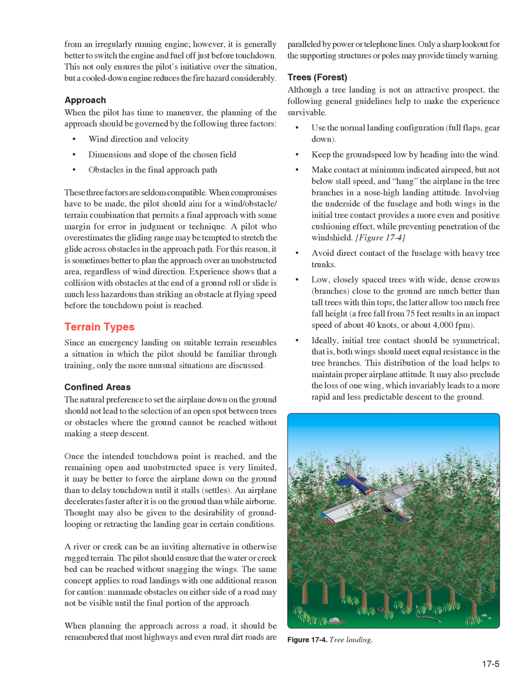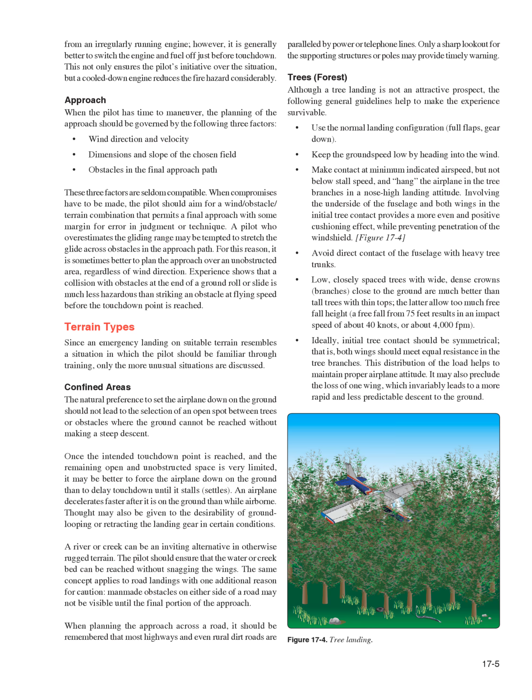Use the normal landing configuration, full flaps, gear down. Keep the ground speed low by heading into the wind. Make contact at minimum indicated airspeed, but not below stall speed, and hang the airplane in the tree branches in a nose-high landing attitude. Involving the underside of the fuselage and both wings in the initial tree contact provides a more even and positive cushioning effect, while preventing penetration of the windshield.